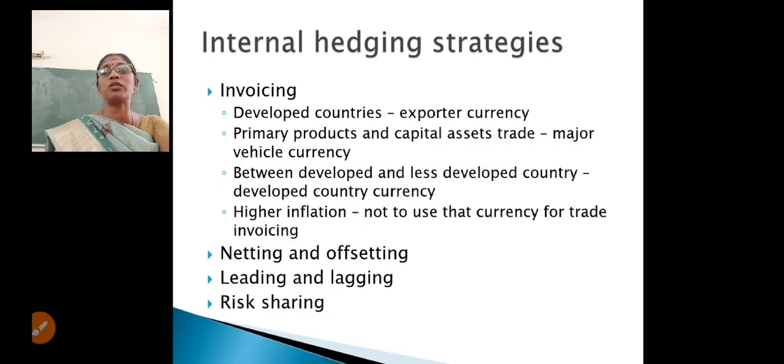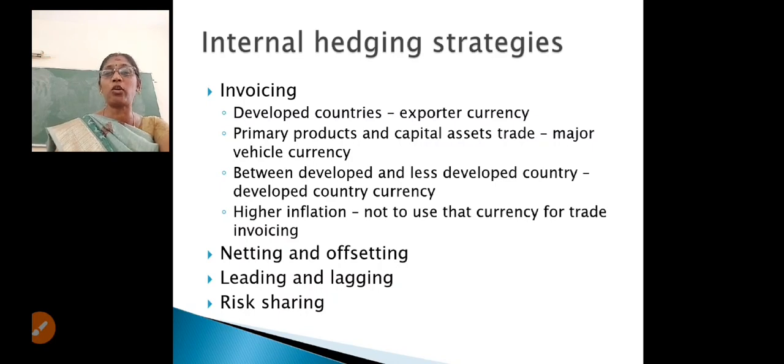Cocktail currency means the currencies to be involved have to be discussed between the contract creator and the contract user. Those two parties have to sit together and create the currency cocktail. It will also be a mix of various currencies. Then, in developed countries, usually the exporter country's currency is used for invoicing. In primary products and capital assets trade, a major vehicle currency is used. The major vehicle currency in the foreign market is the dollar, you know it very well, so the dollar should be used. Between developed and less developed countries, a currency has to be used as a mediator. Then, the currency of a country with a high inflation rate should not be used for invoicing. So this is about invoicing.